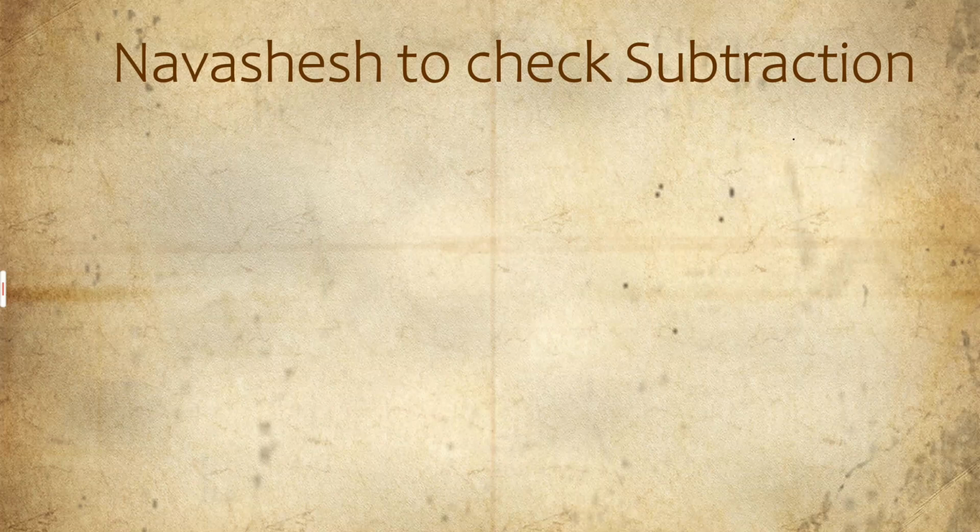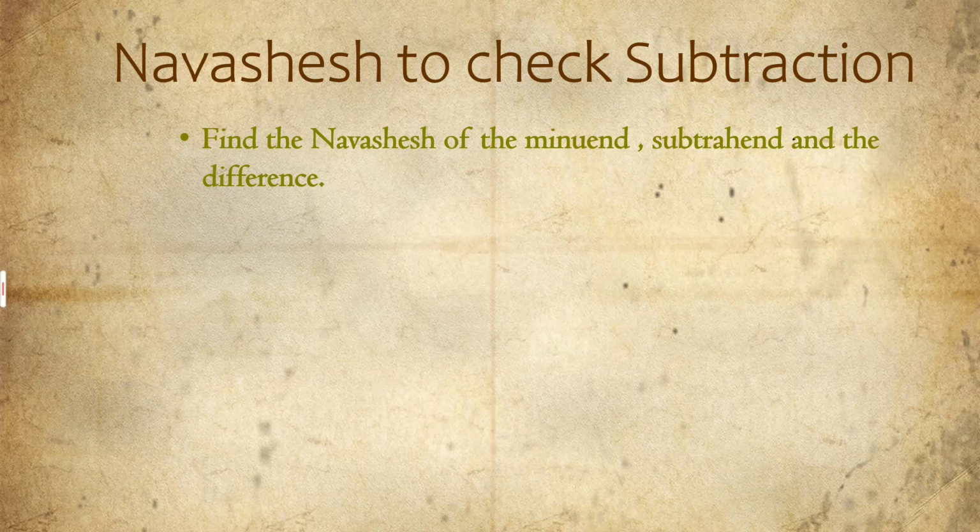Now, suppose you have done a calculation involving subtraction and you're not sure whether the answer that you've got is correct or not. So you can use this simple trick to verify your answer. Let's first understand it theoretically and then we'll understand it better with the help of an example. First, you have to find the Navashesh of the minuend, subtrahend, and the difference.